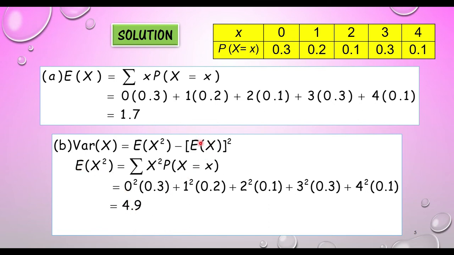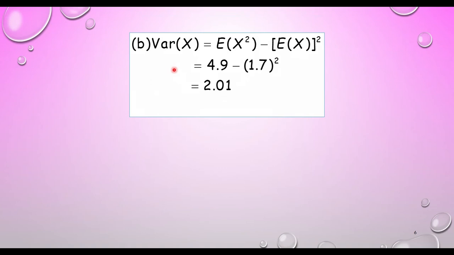Then from A just now, we got the expected value of 1.7. So we will substitute into this formula. Therefore, the variance is given as 4.9 minus E(X), the expected value of X, which is 1.7. You need to square it here. So the answer is equal to 2.01.